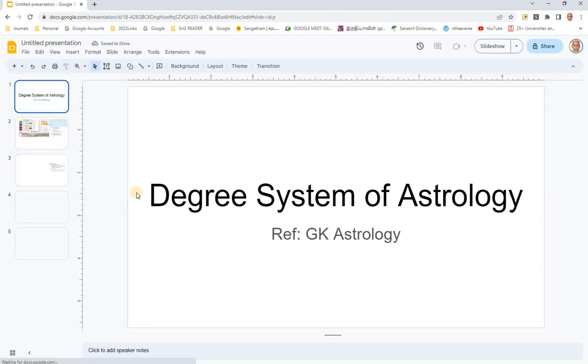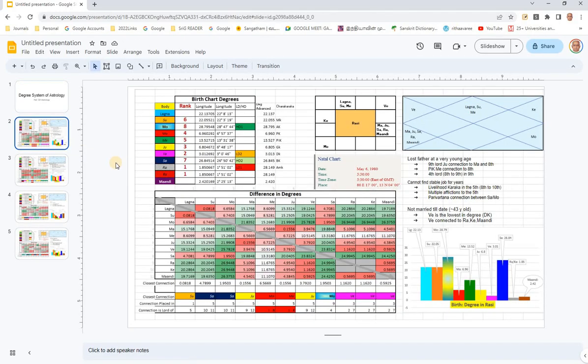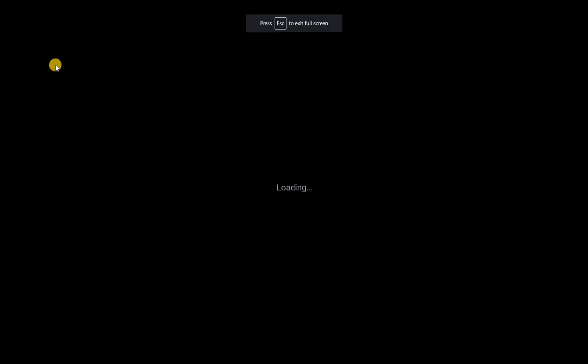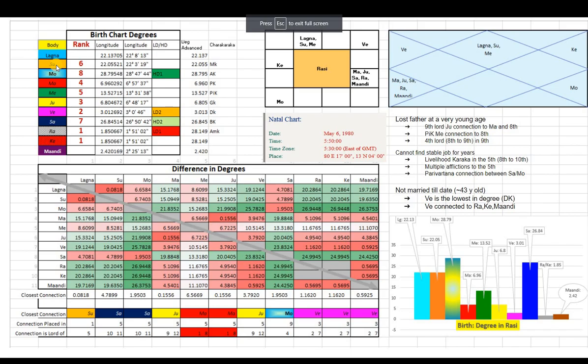So this is the degree system of astrology. Let me go to the slideshow itself in view, I think. There you are. This is the case where I have created a chart for a person. You have the information here, May 6, 1985, 5:50. I think it's Chennai. So this person lost his father at a very, very young age.